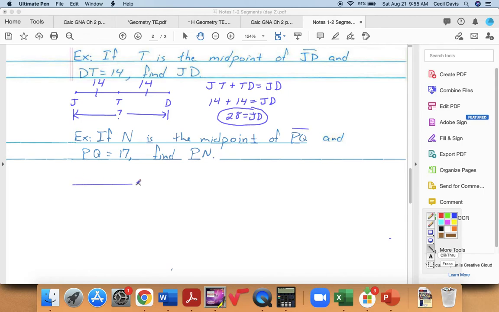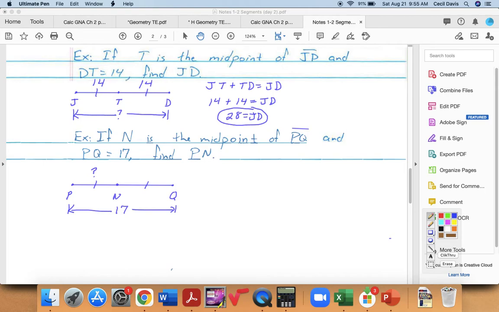So, quick diagram. N is the midpoint of segment PQ. I'll try to get it exactly in the middle this time. And it's still a little further to the left than it should be, but we'll live. It's the midpoint. The midpoint divides that segment into two congruent segments. So I know the length of PN and the length of NQ are the same. Then it tells me the length of PQ is 17. Oh, that's a plot twist. This time they gave me the whole length. And we're looking for the length of PN.